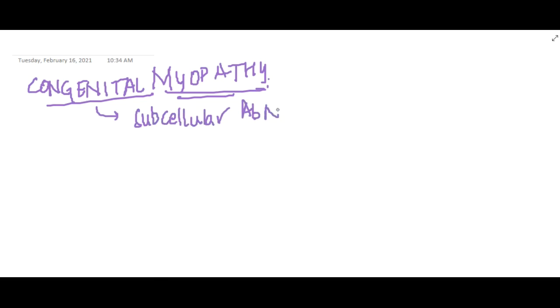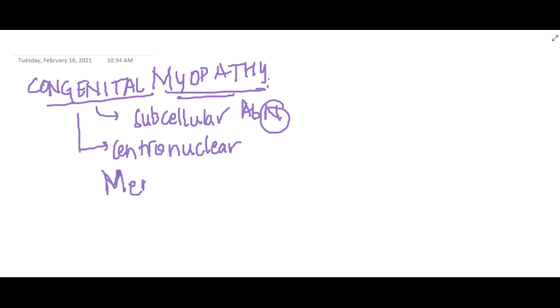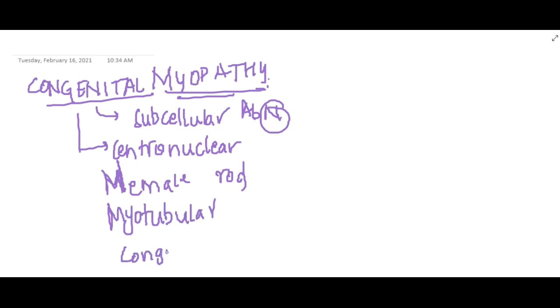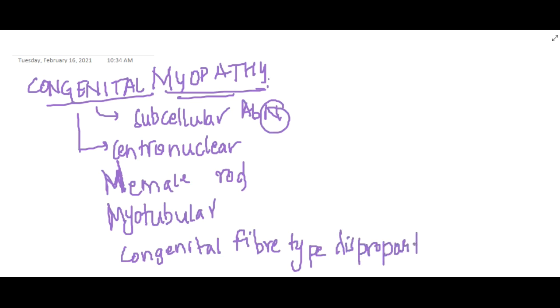We have different types of congenital myopathy, which include centronuclear myopathy, nemaline rod myopathy, myotubular myopathy, and also congenital fiber type disproportion myopathy. So these are the different congenital myopathies.